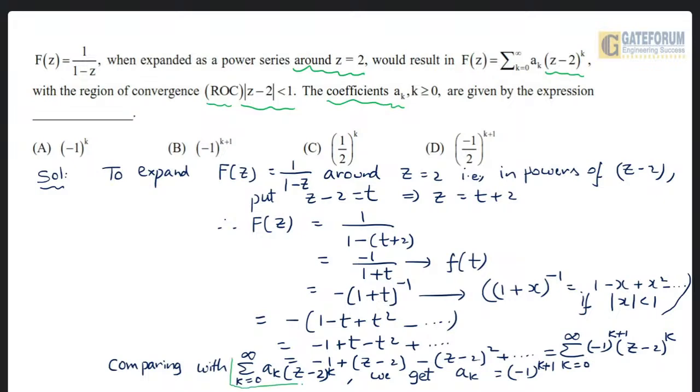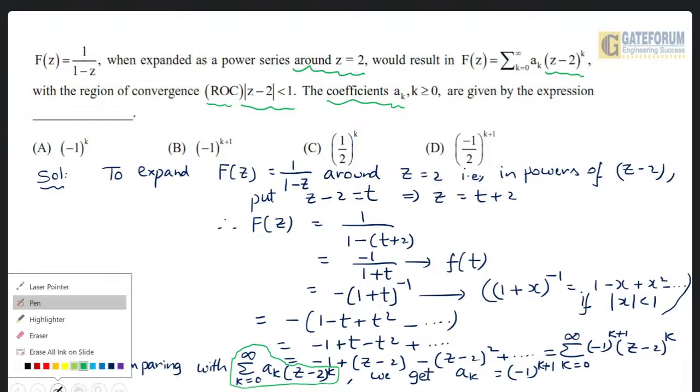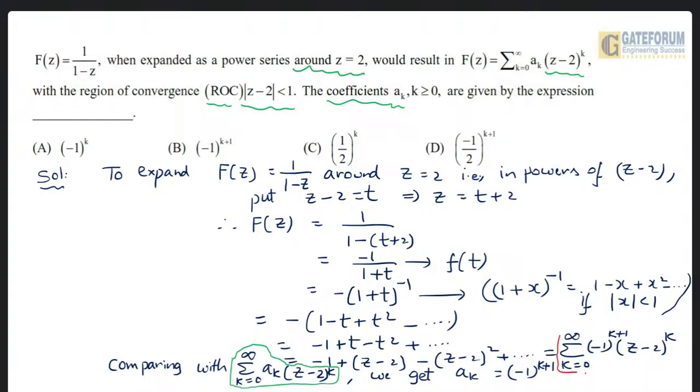This is the given. And we got, this is summation. This one we got in summation. Finally, this is your ak. And what is the region of convergence in place of C? When this is valid, what is the condition? If mod T is less than 1. What is T? Mod Z minus 2.